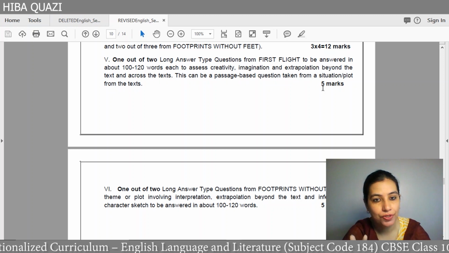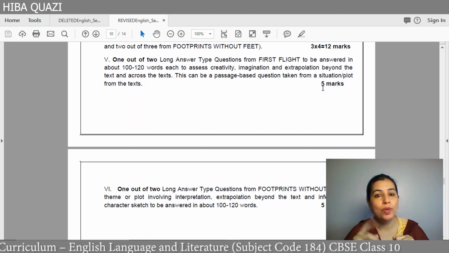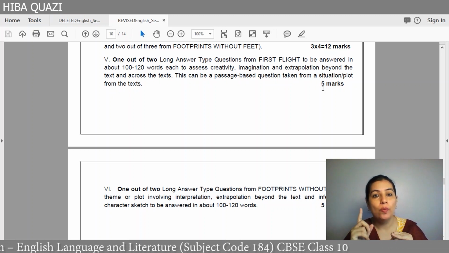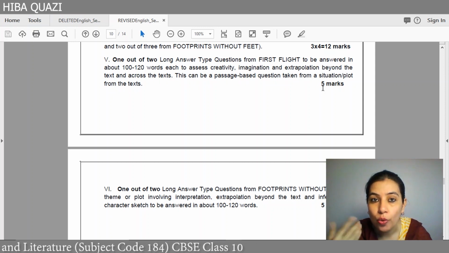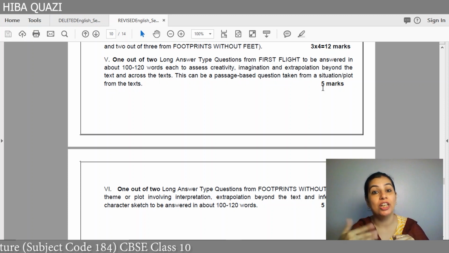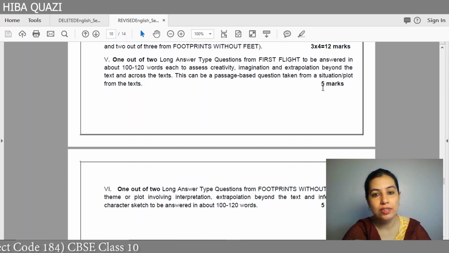carries 5 marks. So these are questions which will test your imagination, which will test your comprehension and how much you can go beyond the story of the textbook, how much you can create and imagine, and it carries 5 marks.